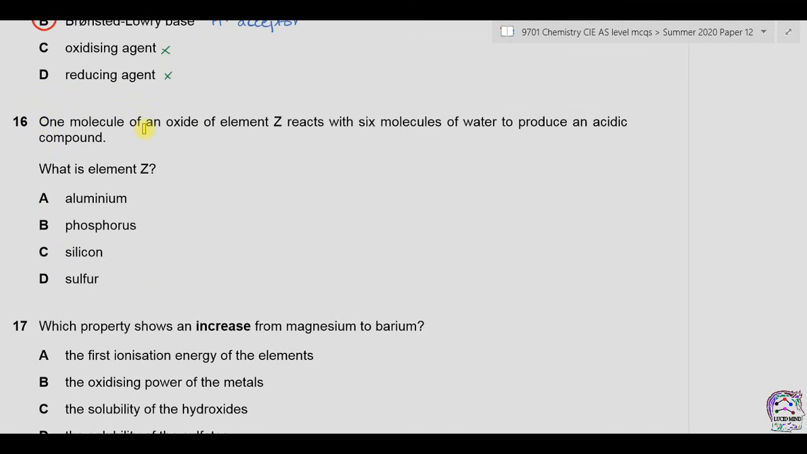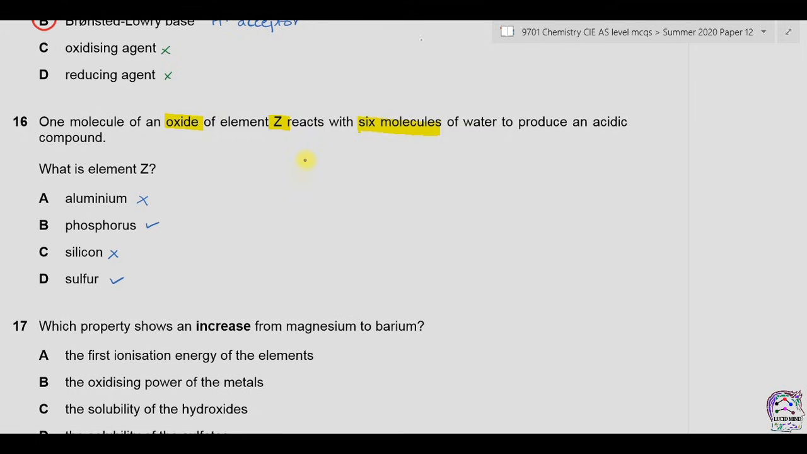Question 16. One molecule of an oxide of element Z reacts with 6 molecules of water to produce an acidic compound. What is element Z? Let's first find out which oxide does react with water. Aluminum oxide does not react with water. Phosphorus oxide reacts with water to produce an acidic solution, so it could be phosphorus. Silicon dioxide does not react with water. Oxide of sulfur also produces an acidic solution.